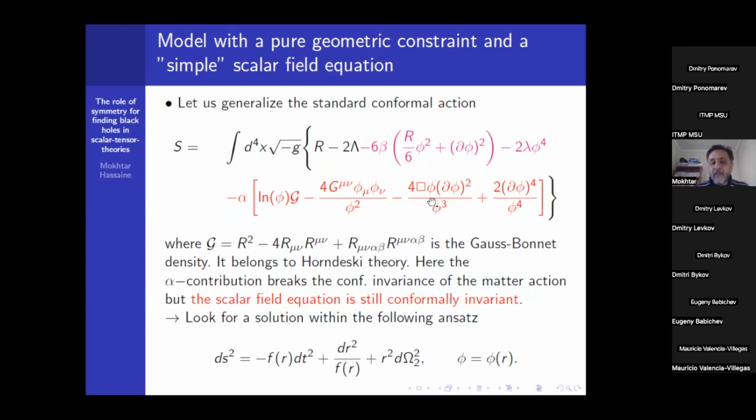But I will explain later that even if the action is not conformally invariant, I mean the scalar field action is not conformally invariant, the scalar field equation is conformally invariant. I mean the variation of this action with respect to phi is conformally invariant. And this is going to help in order to find solutions. So the idea is to look for a simple ansatz. Now I'm not only considering one metric function, because otherwise it seems to be impossible to integrate the system.